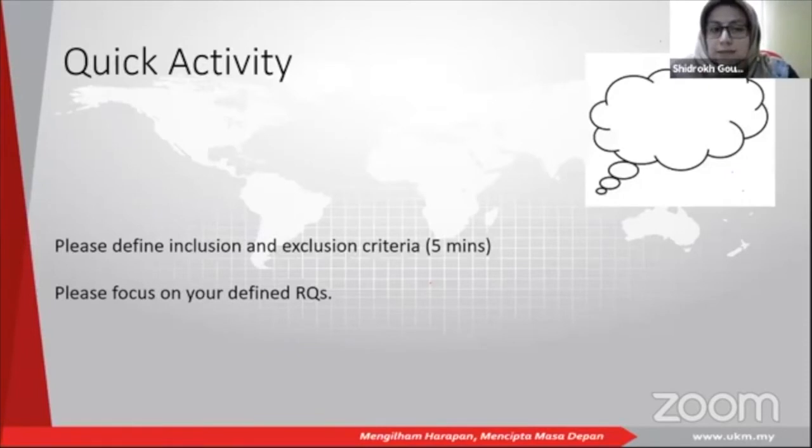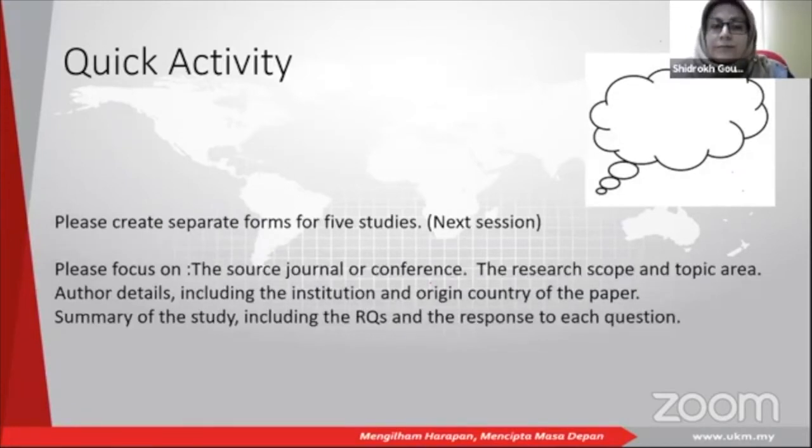This is another activity. I want to ask you to prepare your inclusion and exclusion criteria based on your scope, and I want to ask you to focus on your review question. Also, for the next session, I want to ask you to prepare a separate form, at least for 5 studies. And as I explained for you, we need to focus on journal, we need to find the scope and topic area, we need to put some important data in your list, for example, author details, origin country, summary of paper.